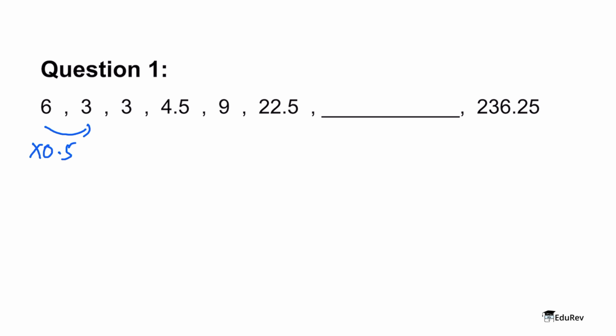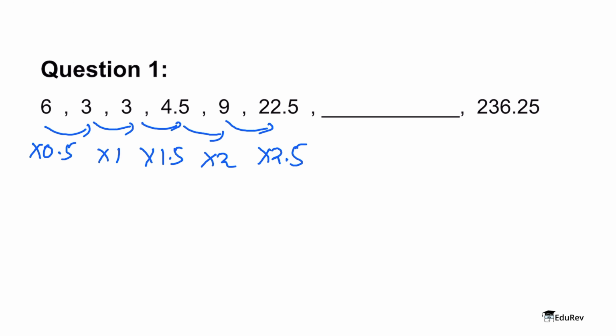Now how do we get from 3 to 3? By multiplying it by 1. From 3 to 4.5, we multiply by 1.5. And I'm sure all of you can see the pattern here, that we are multiplying in progressions of 0.5. So from 4.5 to 9, it's a double, so it is multiplied by 2. From 9 to 22.5, it's a multiplication by 2.5. From 22.5 to the number that we want will be a multiplication by 3.